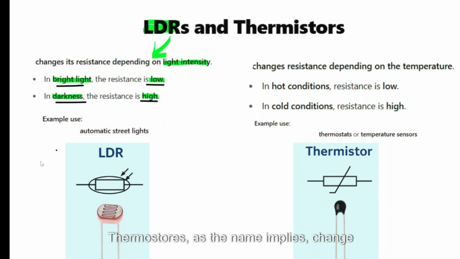Thermistors, as the name implies, change the resistance depending on the temperature. Just like an LDR, when the temperature is high, it has a low resistance.